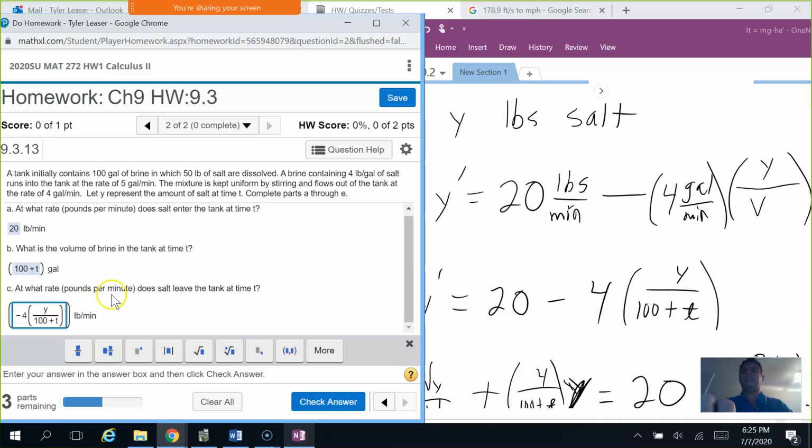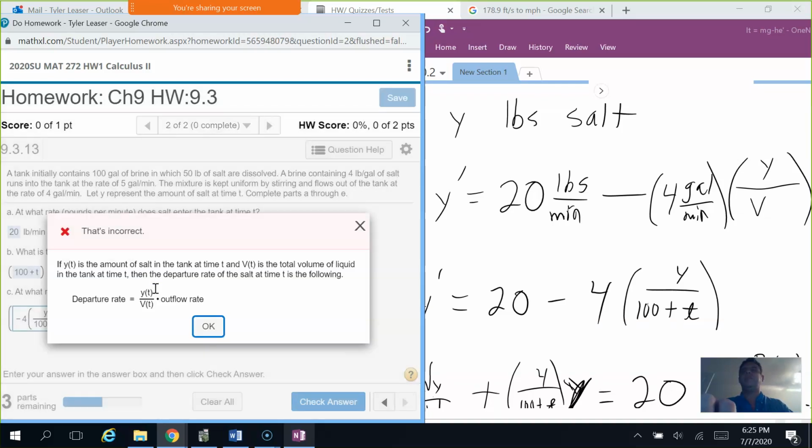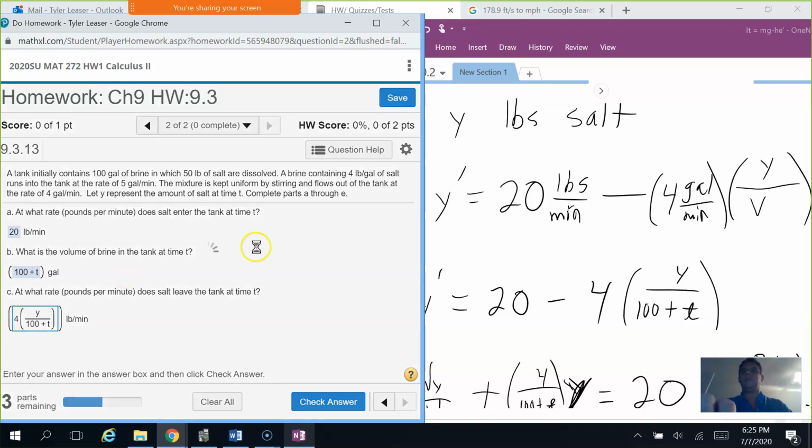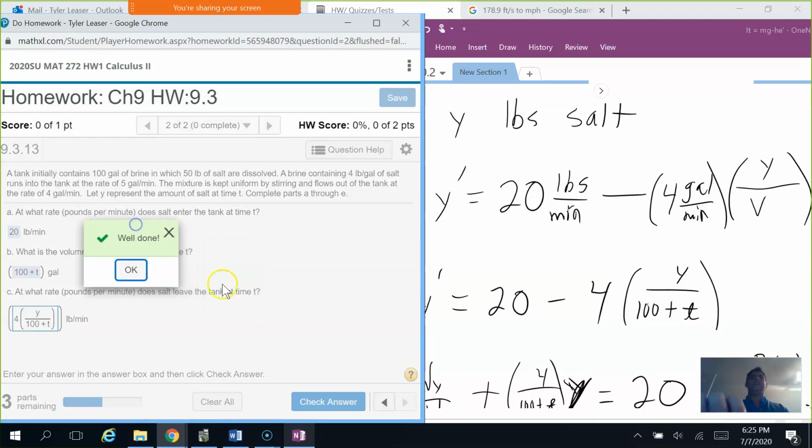Just double check to make sure that's what they want. Yeah, I think so. I guess they don't want it written like that, though. Oh, they don't want the negative out in front. There we go. So just the 4, which is the rate at which the liquid is leaving per minute, times the concentration, the y divided by the volume, 100 plus t.